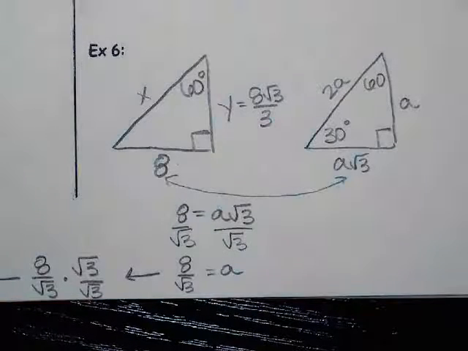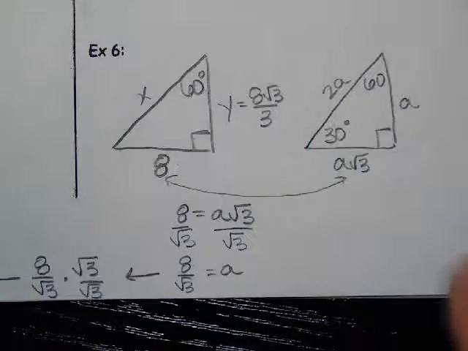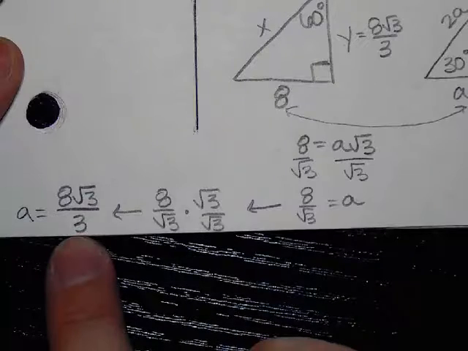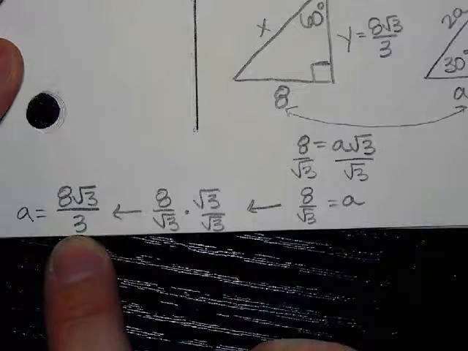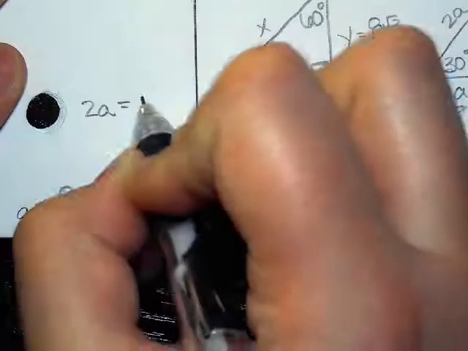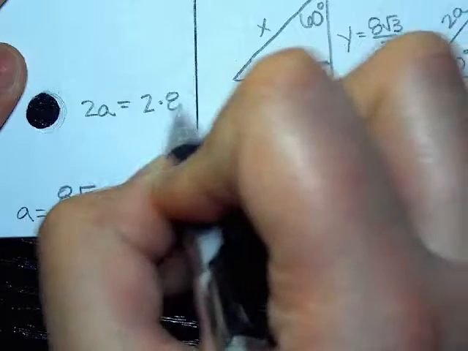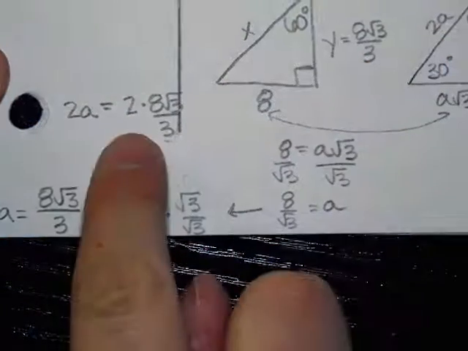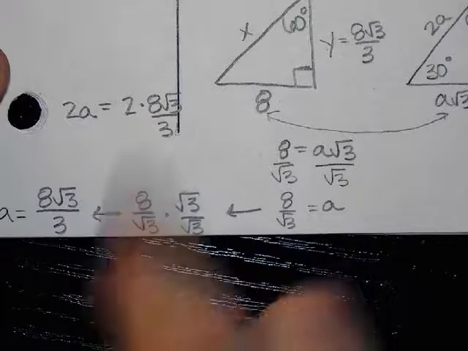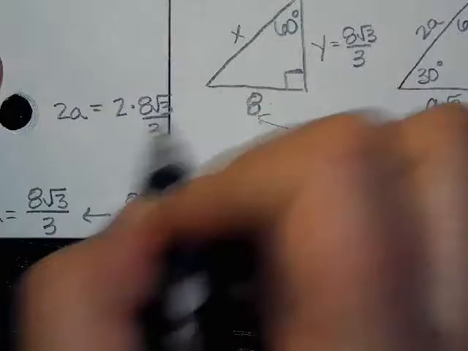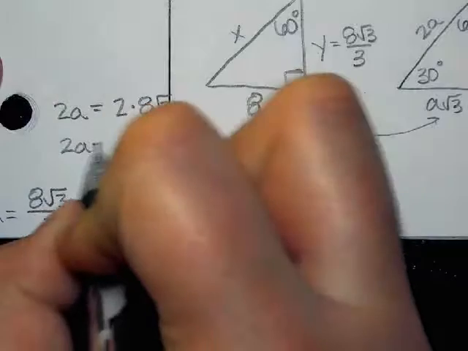Okay, now the x side is 2 times this. So couldn't you just do 2 over 1 times? So 2a is going to be 2 times 8 root 3 over 3. And so what do I get when I do 2 times that? 16. Yeah, 16 root 3 over 3. So 2a is 16 root 3 over 3.